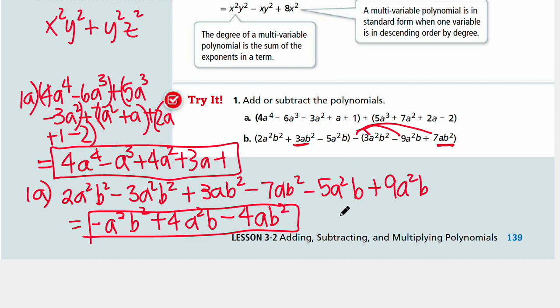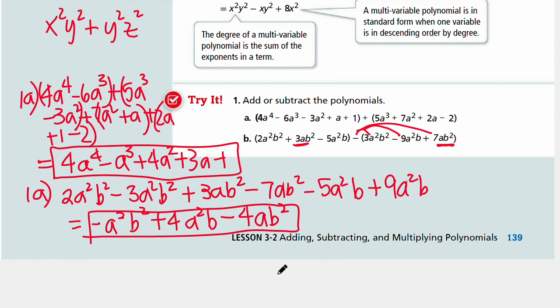Yeah, I think I switched the order. Since a comes first, I just switched it so that the one with the greater power for a is first. But technically it doesn't really matter because these two terms already have the same degree.